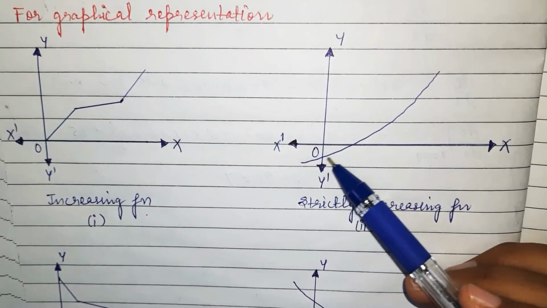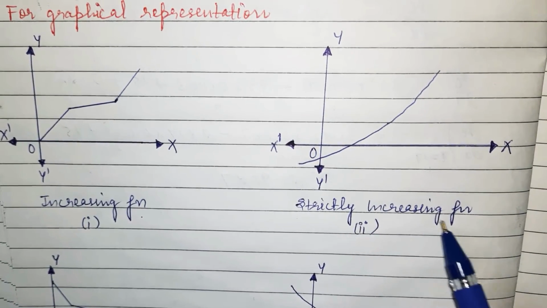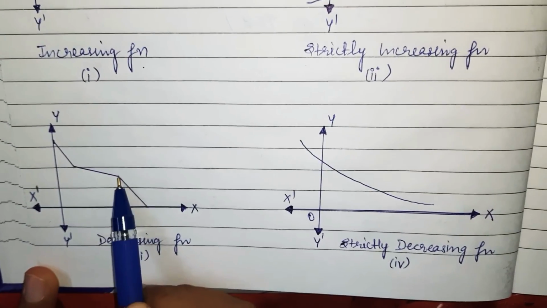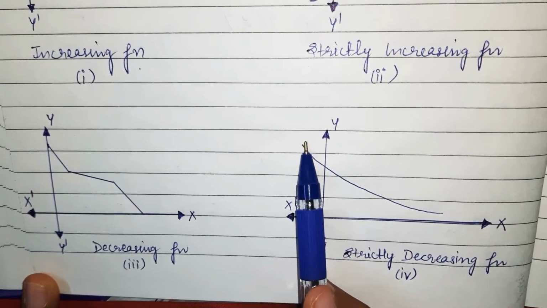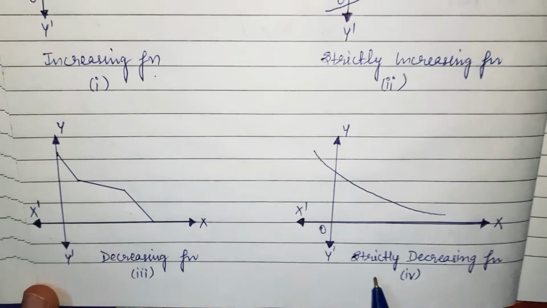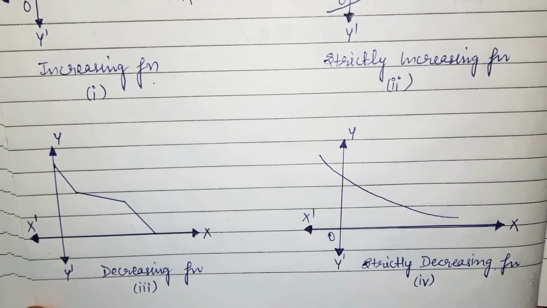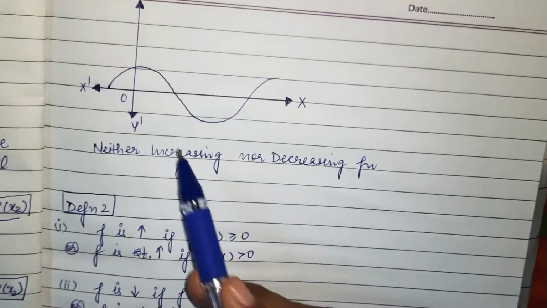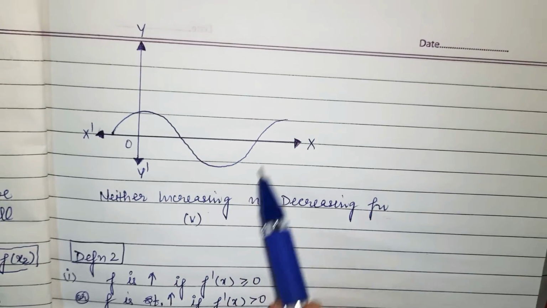If it is going in one flow without any breaking point, without any critical point, this will be called strictly increasing. Similarly, this will be your decreasing function because we have the critical point, the turning point here, and here the curve is continuously decreasing without any turning point or critical point or breaking point. This will be the graphical representation of strictly decreasing. Now we'll have one more figure where the function is neither increasing nor decreasing, as per the curve.